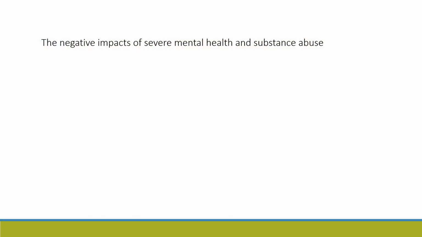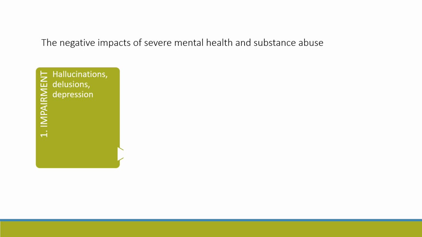Four negative impacts of severe mental health and substance abuse have been described as part of the medical model of rehabilitation. This model has also been used when developing the basis of recovery in combination with community services addressing each stage. It is designed to show the stages of progression in mental illness, where the first stage is impairment. Impairment can be described as any loss or abnormality of psychological, physiological, or anatomical function.